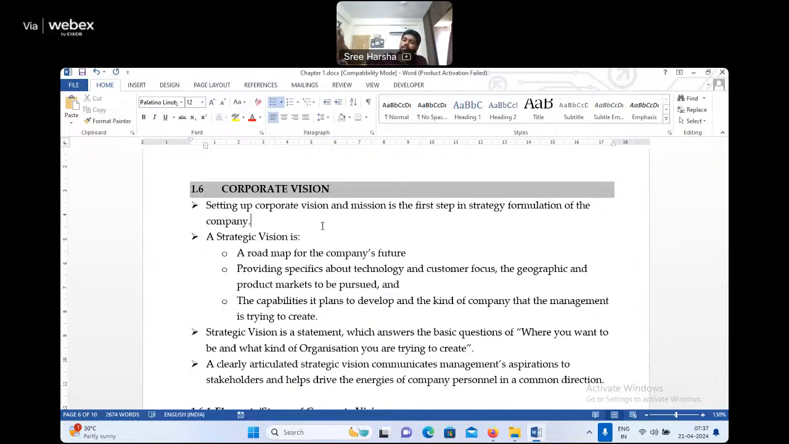What is Vision 2020 of Abdul Kalam? He said that by 2020, India should become a developed country. That was the vision which was established. Whether we achieved it or not is a different story. That was the vision which was formulated at that point of time. Where do we want to be? What kind of organization we wish to create is nothing but vision.